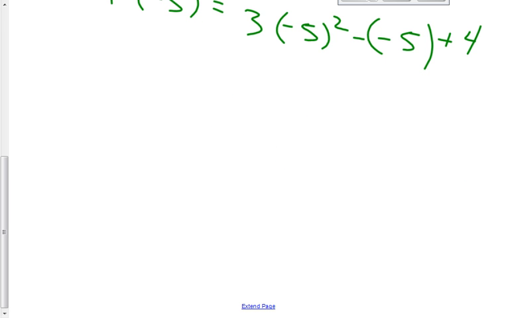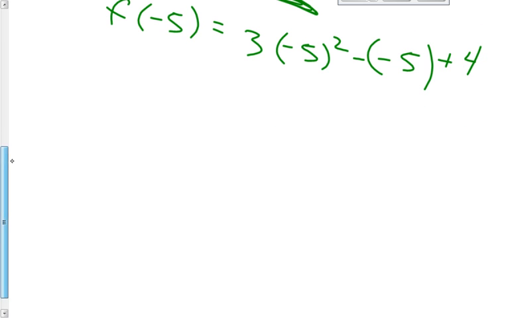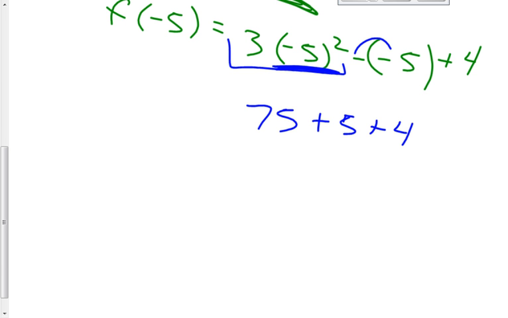So now simplifying the right side. A negative 5 times a negative 5 is a positive 25. And a positive 25 times 3 is a positive 75. So this whole thing becomes a positive 75. Distribute the negative. A negative 1 times a negative 5 is a positive 5, plus 4. 75 and 5 is 80. 80 plus 4 is 84.